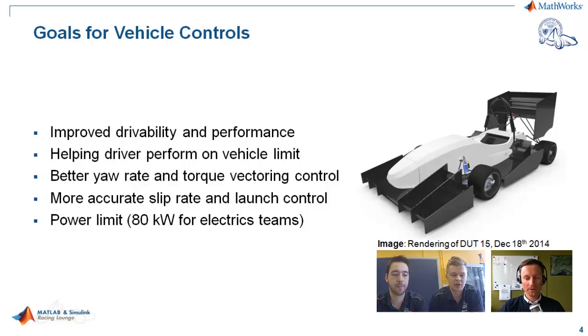And we do that with yaw rate and torque vectoring control for cornering, but also straight line acceleration, which includes slip rate and launch control. Finally, we have to employ a power limit set by the rules of 80 kilowatts. This is also something that we control. Of course, we don't want to lose unnecessary power, so we control how much power we output.